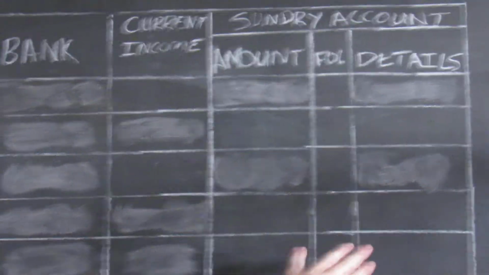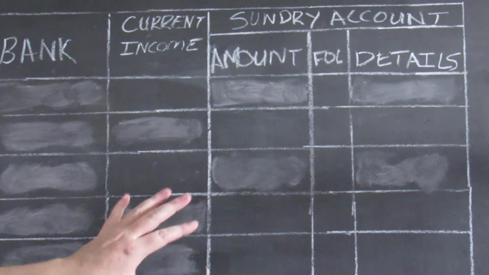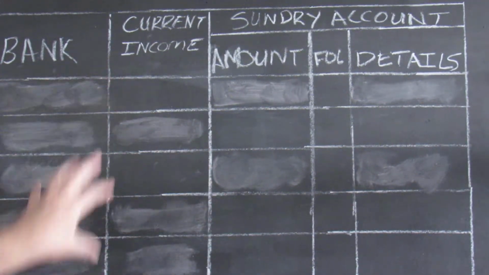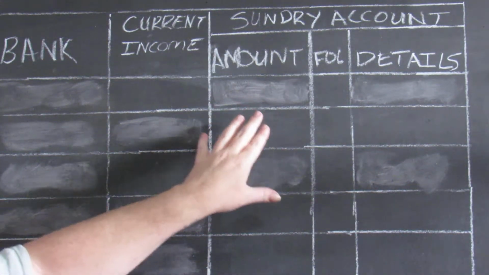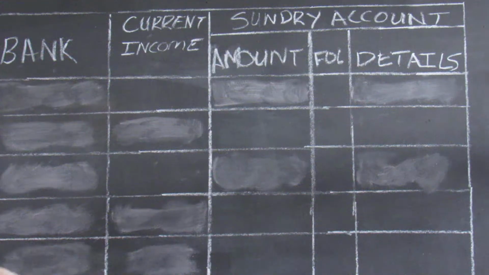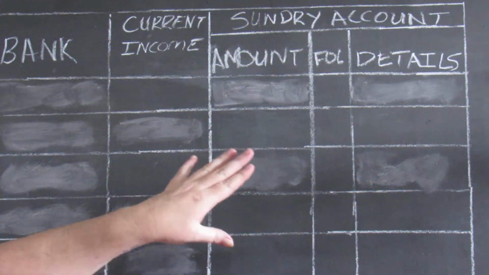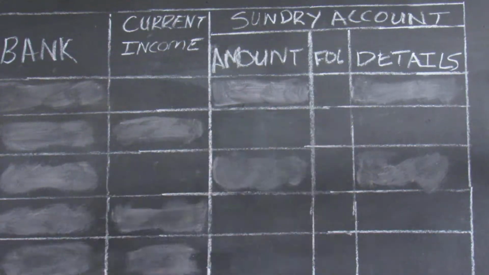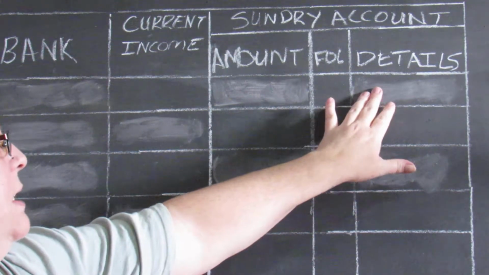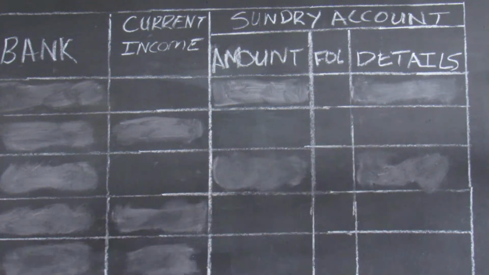Now your sundries account is there for any amounts that there is no column for. So for instance, if the owner gives capital to the business, it will go into the sundries account. Your amount will be recorded there. Folio will stay blank for now. And your details will be capital. So your details here will not be the person, but the actual thing the amount was for.